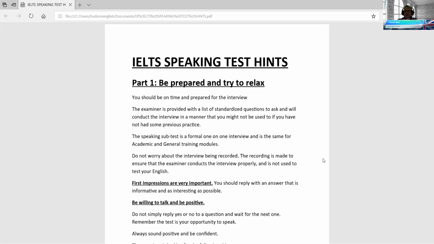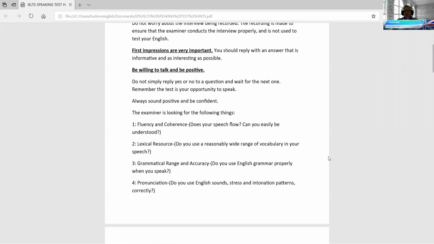First impressions are very important. You should reply with an answer that is as informative and interesting as possible. Also, body language is very important, the same as in a job interview. How you walk in the room, shaking hands, how you sit. Be willing to talk and be positive. Do not simply reply yes or no to a question and wait for the next one. Remember, this is a test, it's your opportunity to shine. So you need to be speaking. Always sound positive, be confident.